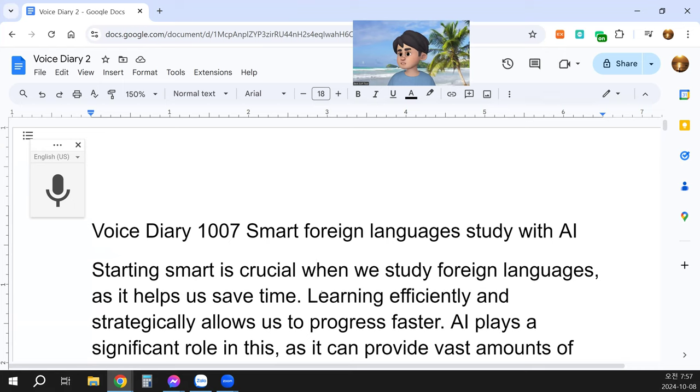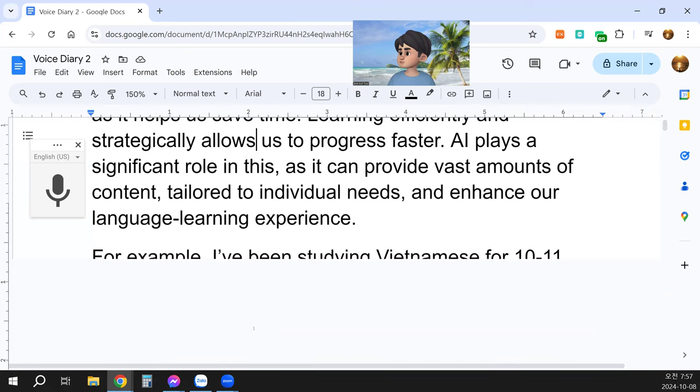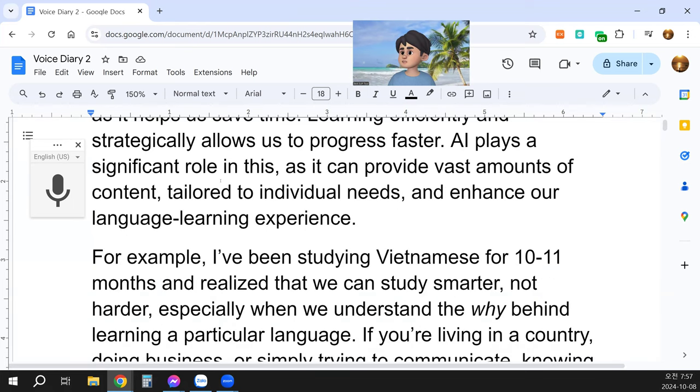Starting smart is crucial when we study foreign languages, as it helps us save time. Learning efficiently and strategically allows us to progress faster. AI plays a significant role in this, as it can provide vast amounts of content tailored to individualism and enhance our language learning experience.